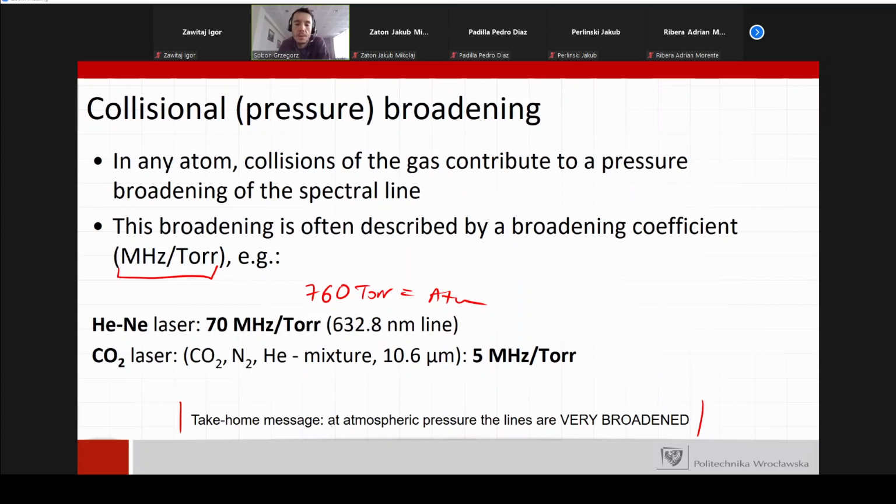But if we want to build a laser and we want to have as narrow lines as possible, then we need to lower the pressure of the gas to minimize the probability of collisions. But on the other hand, we cannot lower the pressure of the gas to zero because we will have no atoms to emit photons, right? But this is always a trade-off.